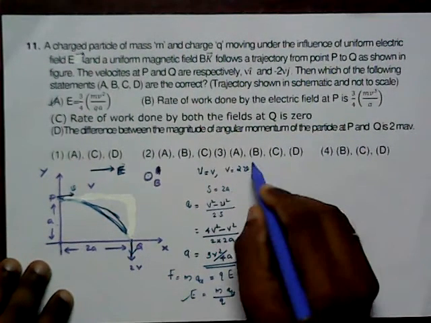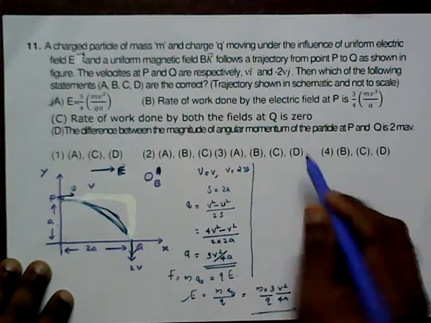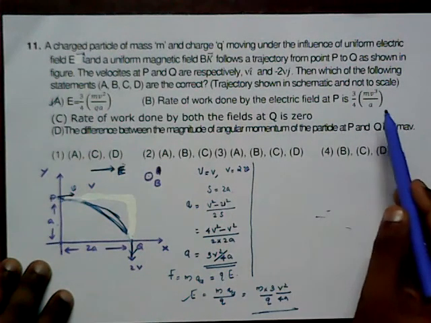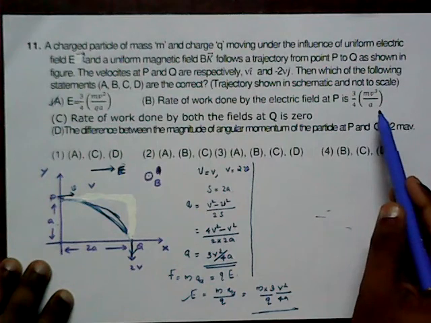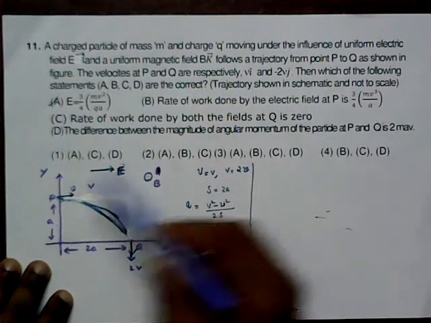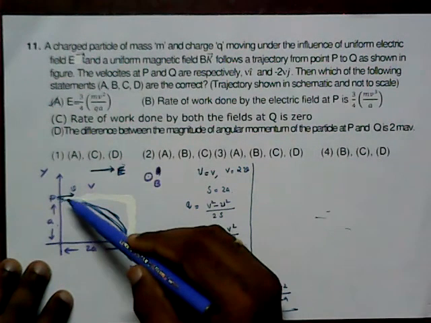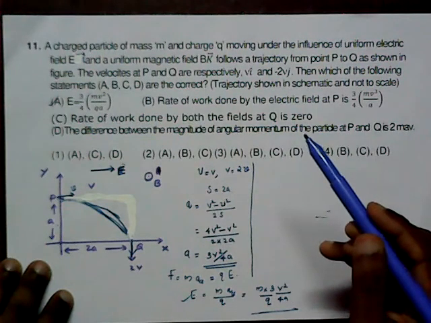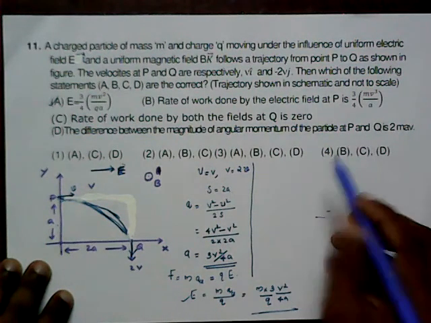And the second concept is the rate of work done by the electric field at P is 3 by 4 mv cube by a. So at the point P, so that is what we have defined. At the point P, what is the rate of work done?